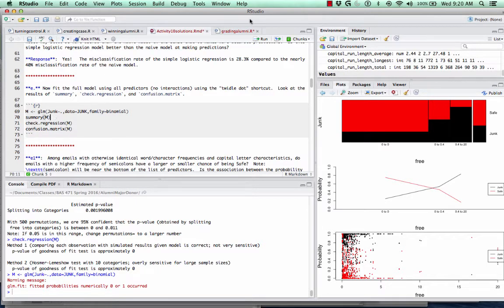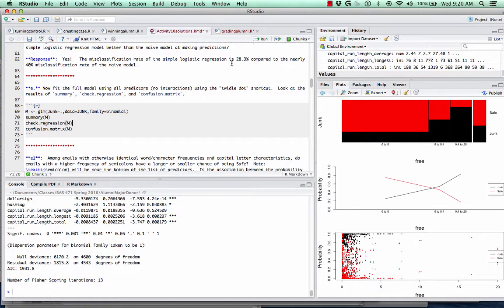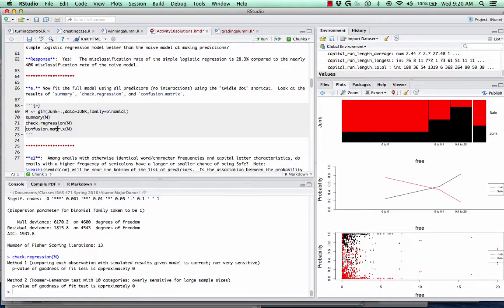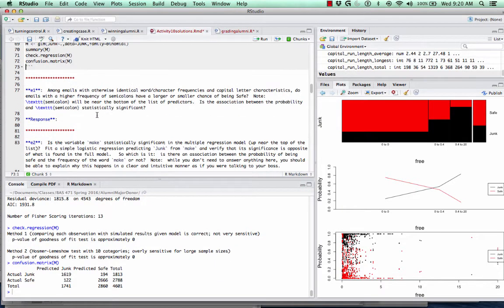All right, so looking at a summary, we get all the coefficients and p-values. We can talk at length about that if we wanted to. We can check the regression, and we can look at the confusion matrix. Okay, so let's look at what we're being asked to talk about. Among emails with otherwise identical word and character frequencies and capital letter characteristics, do emails with a higher frequency of semicolons have a larger or smaller chance of being safe?